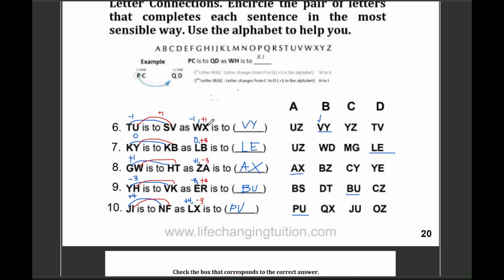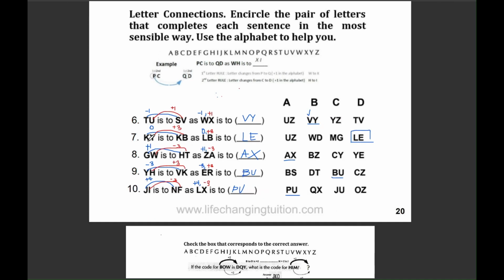Number 7. Letter connections. KY is to KB as LB is to blank. Options: A. UZ, B. VY, C. YZ, D. TV. Why not? Only VY follows the same changes. Answer: B. VY.